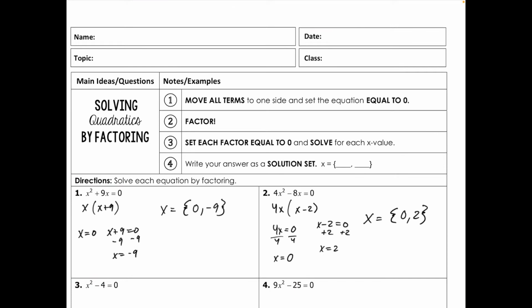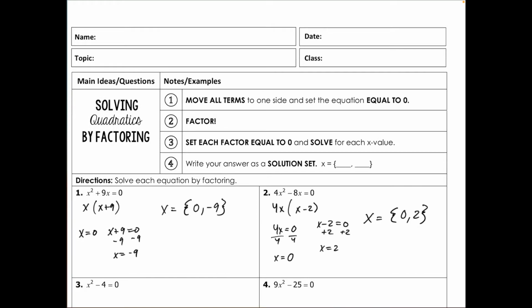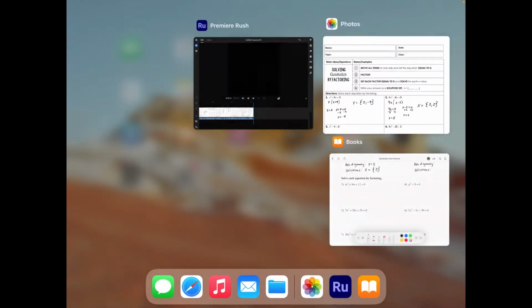And if you need some refresher on how to factor, you're gonna want to look at solving quadratics by factoring. And here's the 4 steps that you're going to take when you're factoring. So number 1 tells us to move all terms to one side and set the equation equal to 0. So on the right side, we're going to want a 0 to be there. So we want to get rid of everything on the right side. Step 2, factor. Step 3, set each factor equal to 0 and solve for the x value. And then we're going to write our answer as a solution set inside of brackets.